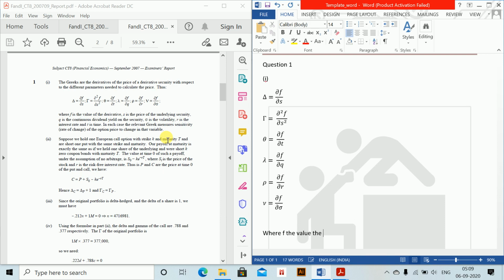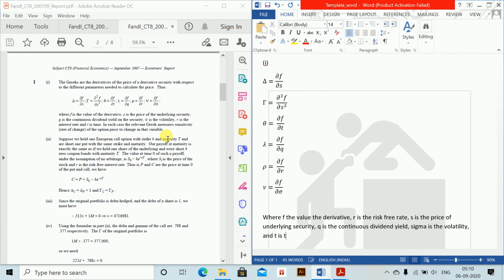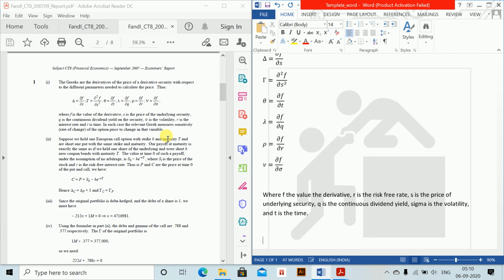Obviously you need to define the terms. F is the value of the derivative, R is the risk-free rate, S is the price of the underlying security, Q is the continuous dividend yield, sigma is the volatility, and T is the time. This is how you do a Greeks question.